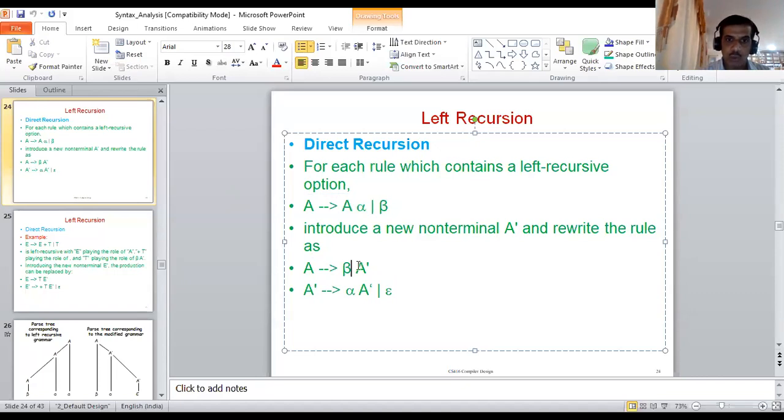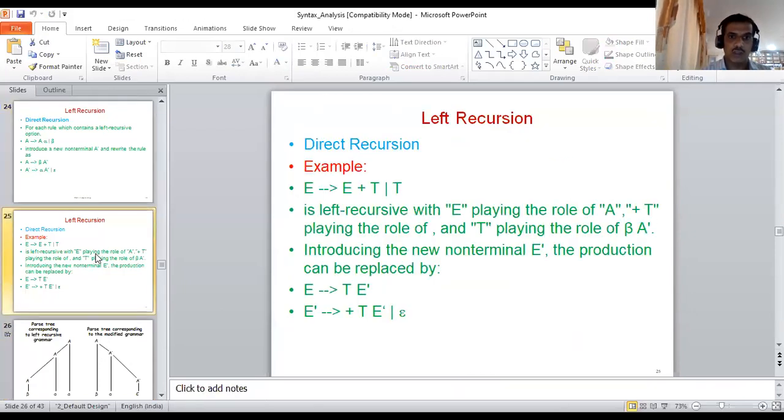Now we are adding a new variable, A dash. What will this new variable A dash do? A dash tends to alpha A dash or epsilon. If you observe, whatever string you can generate from this can also be generated using this particular production. The only thing is that we are removing the infinite loop. Now, for example, if the production is E tends to E plus T or T.